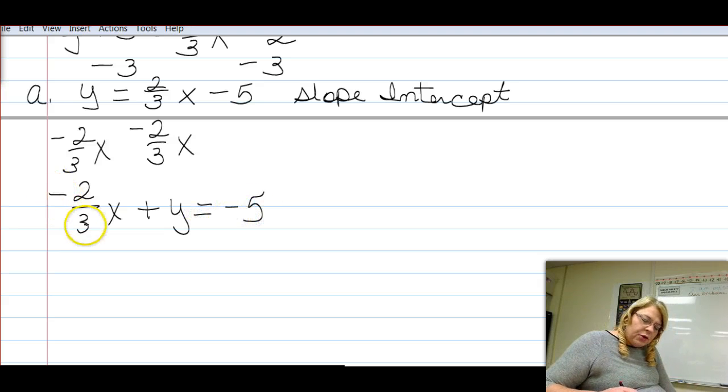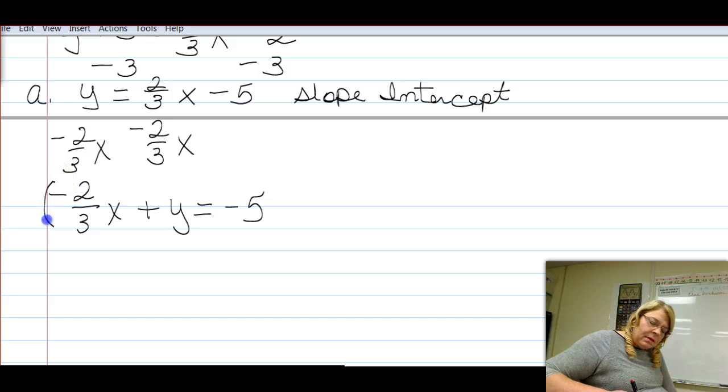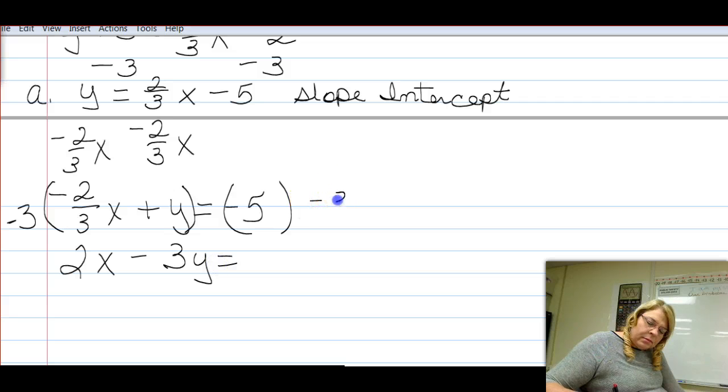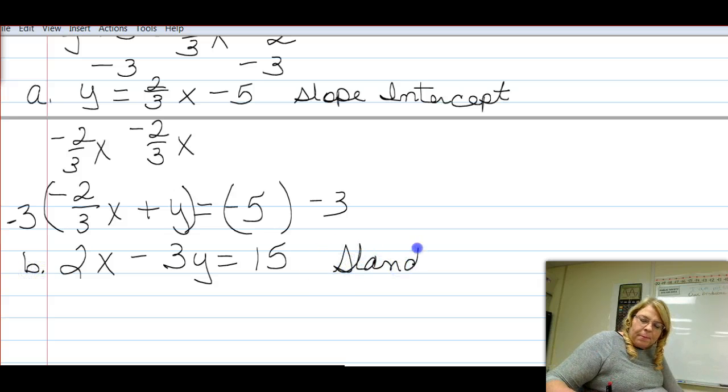Then I need to make sure that the number in front of the x is positive, and I have no fractions left in the problem. To get rid of my fraction, I'm going to multiply everybody by 3. To get rid of the negative sign, I'm going to make it -3. -3 times 2/3 is positive 2x. Then when I multiply here, I get minus 3y equal positive 15. And this is the answer to part B. This is standard form.